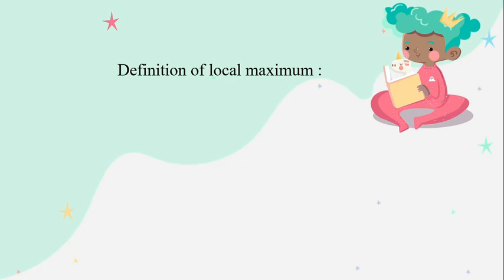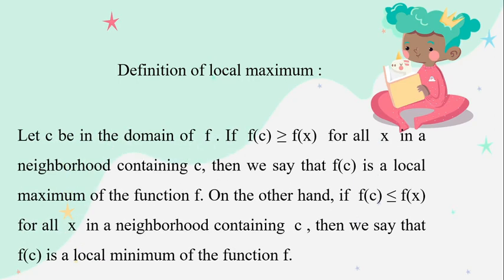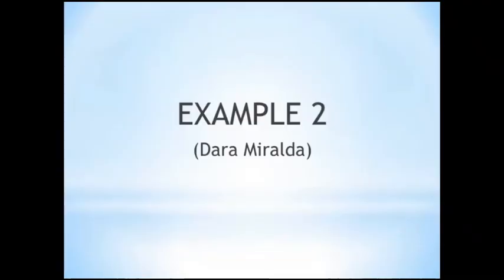Definition of local maximum. Let c be in the domain of f. If f(c) is greater than or equal to f(x) for all x in a neighborhood containing c, then we say that f(c) is a local maximum of the function f. On the other hand, if f(c) is less than or equal to f(x) for all x in a neighborhood containing c, then we say that f(c) is a local minimum of the function f.